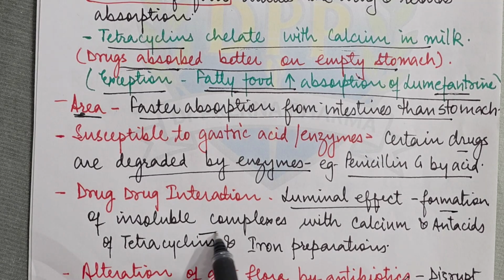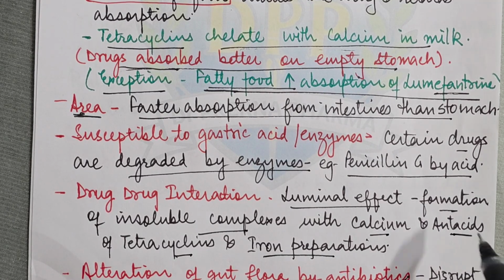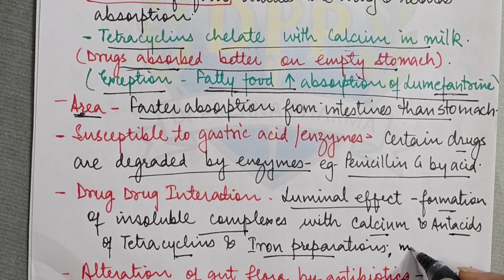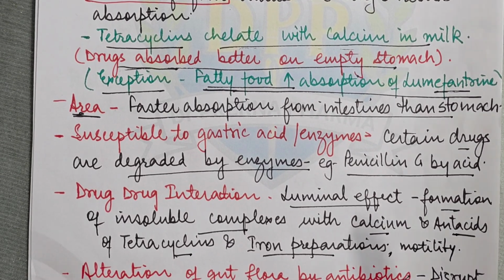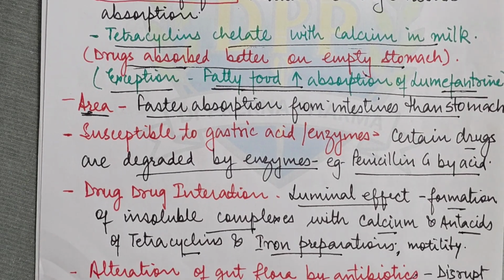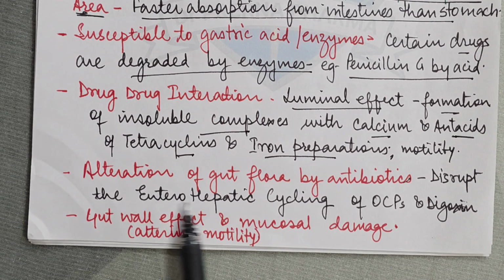They can form insoluble complexes, like tetracycline forms a complex with calcium, iron forms a complex with antacids. They can also affect the motility. So some drugs can increase the motility, hasten the movement of the drug in the intestine, and thus reduce the absorption. The next point is alteration of gut flora by antibiotics.